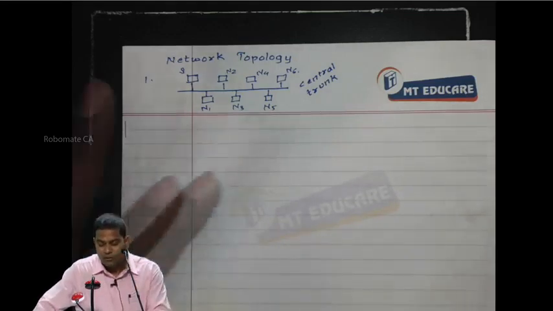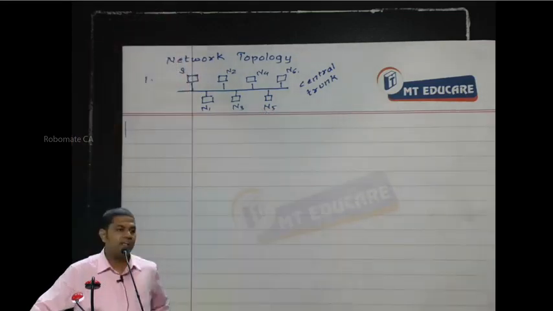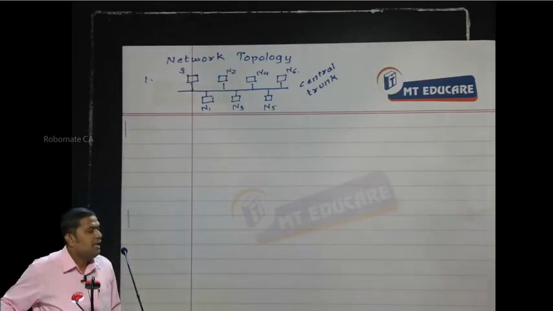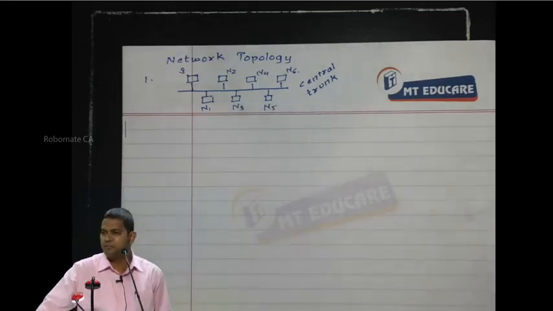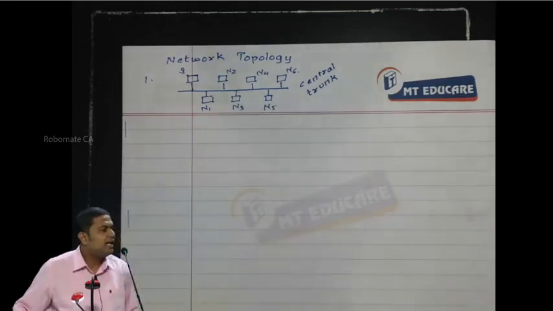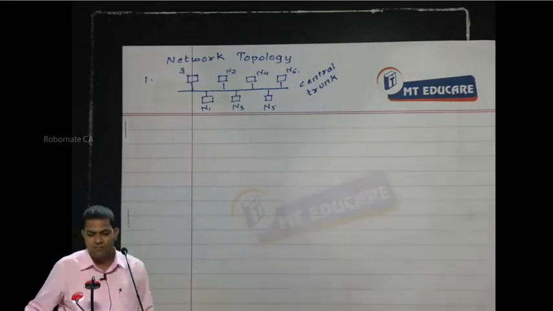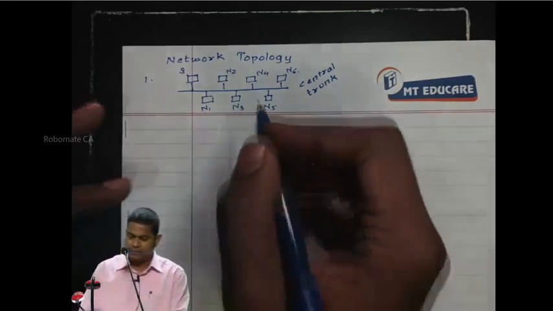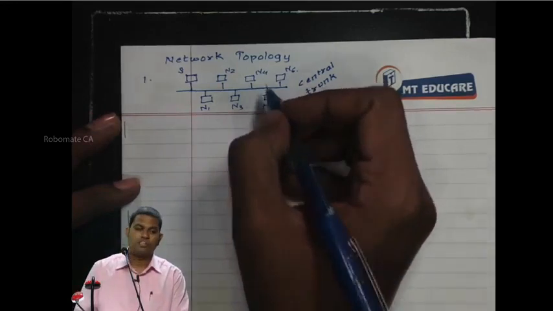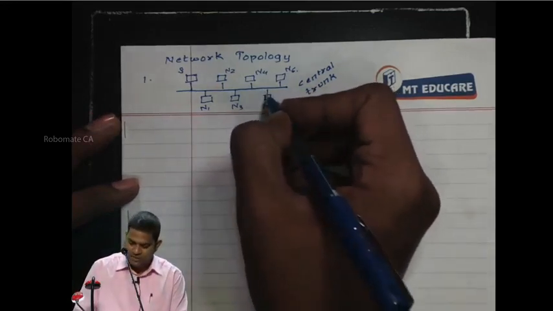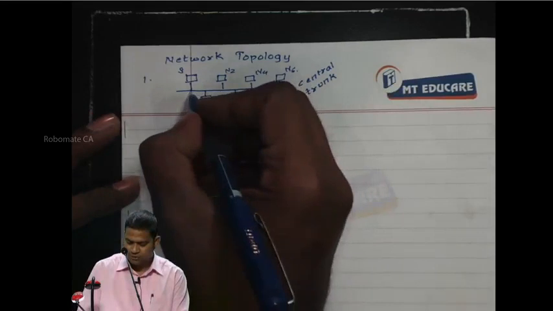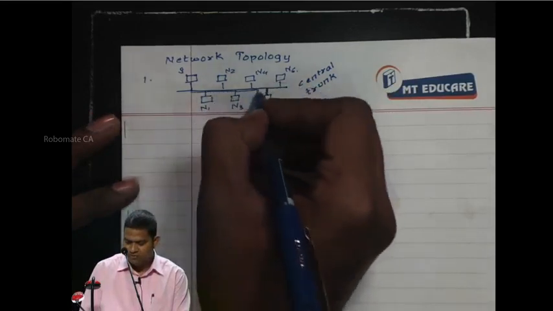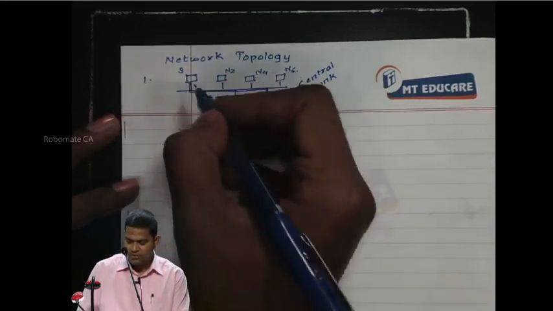Now, this is how all the components are connected with each other. Now, how will the data transmission take place? In a bus topology, data transmission takes place through the server. Say, for example, now N5 wants some data. So N5 obviously will be requesting the server, because the server is supposed to serve everyone. So the data request will go to the server.